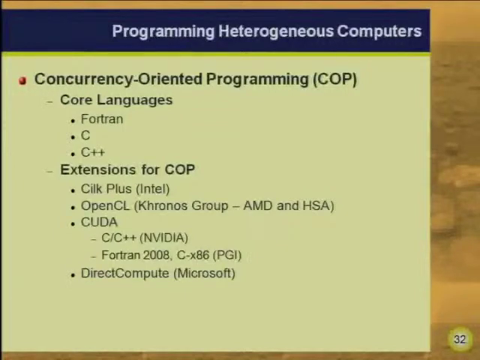OpenCL is now being pushed by AMD and HSA, the Heterogeneous System Architecture Foundation. CUDA is the C++ extensions developed by NVIDIA. And there's also Fortran 08, concurrent Fortran, and Fortran x86, which will allow you to run CUDA on an Intel chip. And there's DirectCompute by Microsoft.